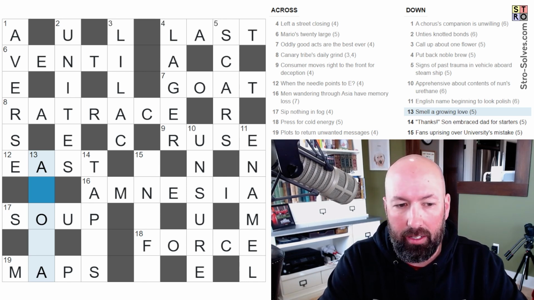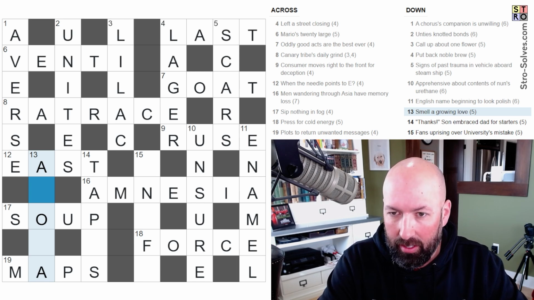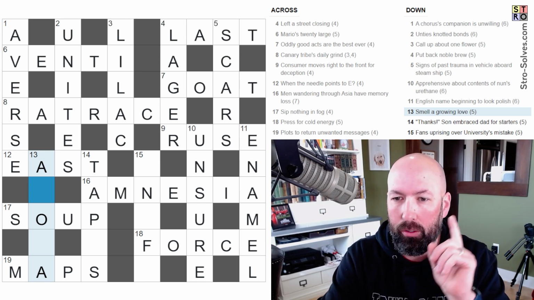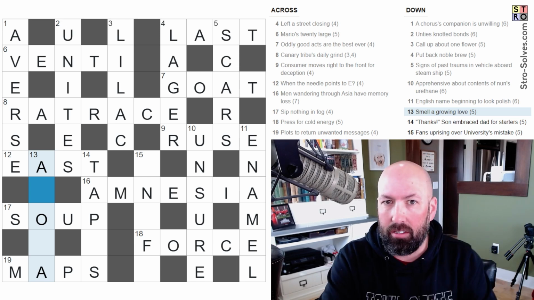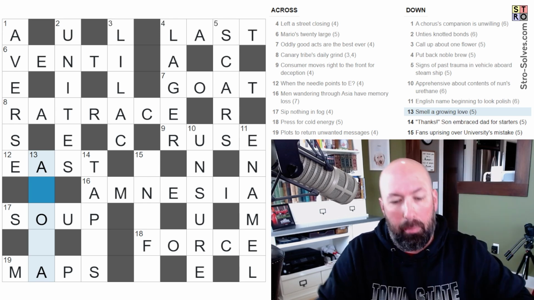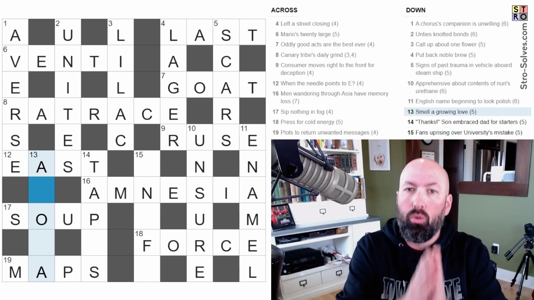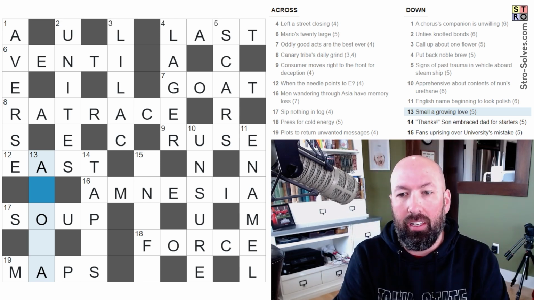Smell a growing love. Now this is another one. Growing on a down clue should make you think growing means getting bigger, going up. Think about a plant growing. It's growing, it's moving vertically.